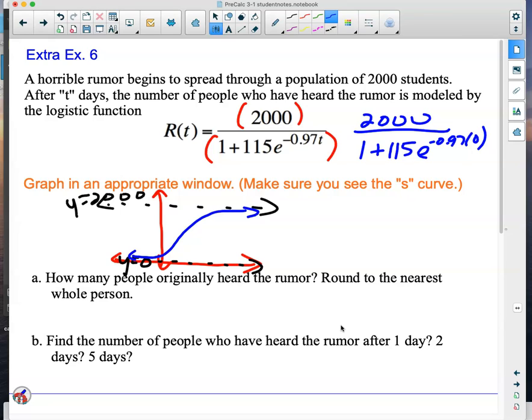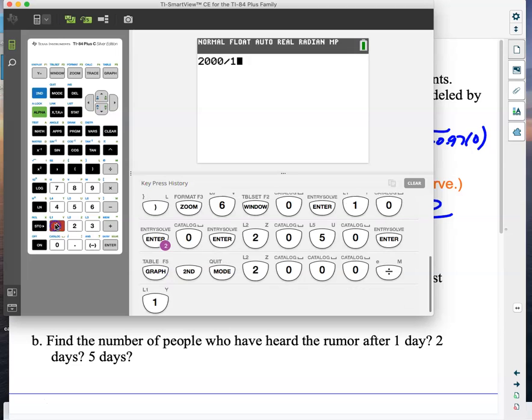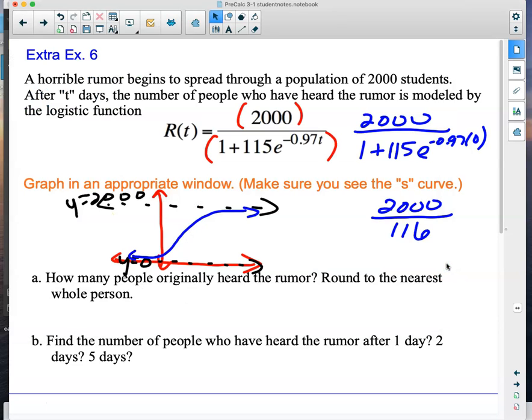over 1 plus 115, e to the negative 0.97 times 0. Well, this is going to be to the 0 power, and anything to the 0 power is going to be 1. So 115 times 1 is 115, and we'll have 1 plus 115, which is 116. So 2,000 divided by 116. So about 17 people. We don't want to say 17.241 people. That doesn't make any sense. So about 17 people.